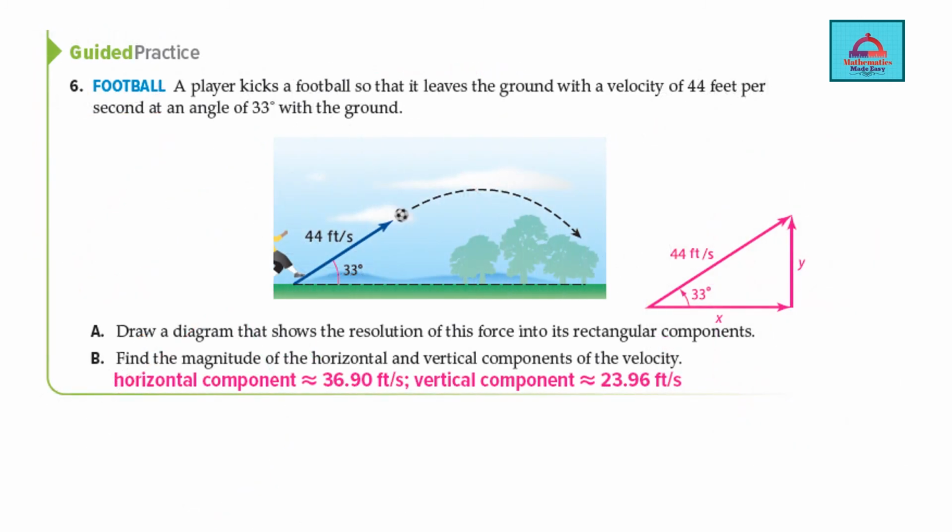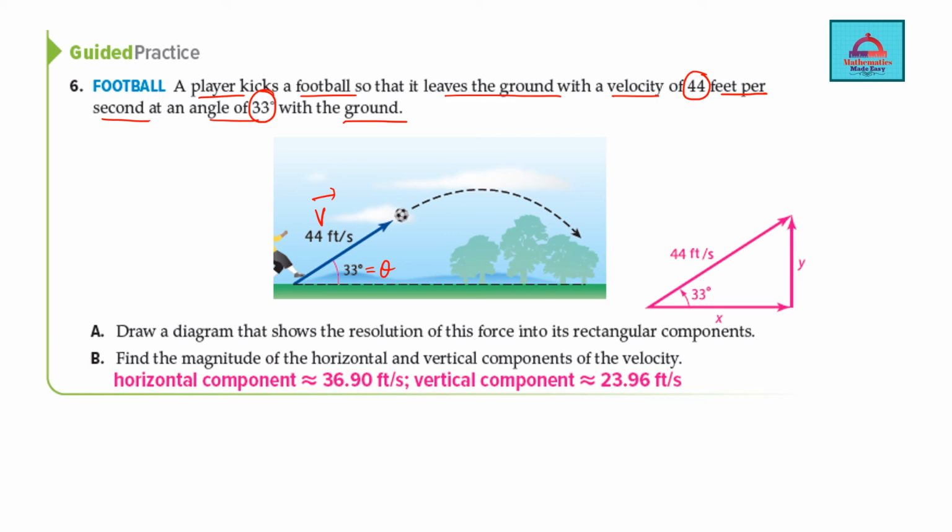Okay, so let's solve another important question from your math book. Here, a player is kicking the football so that it leaves the ground with a velocity of 44 feet per second at an angle of 33 with the ground. So you can see this player is kicking and the ball is going in this direction, forming a parabolic path. So the velocity is 44 feet per second. This is the vector v given to you, and the angle or the direction theta is 33 degrees. Draw a diagram that shows the resolution of this force into rectangular components.